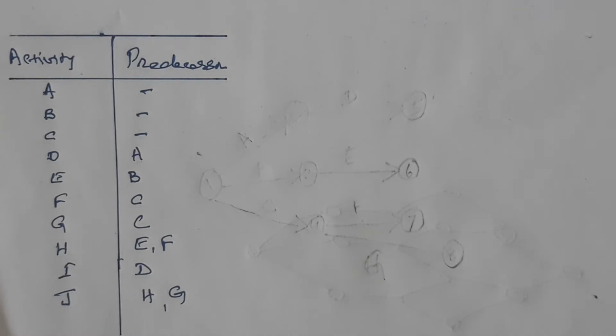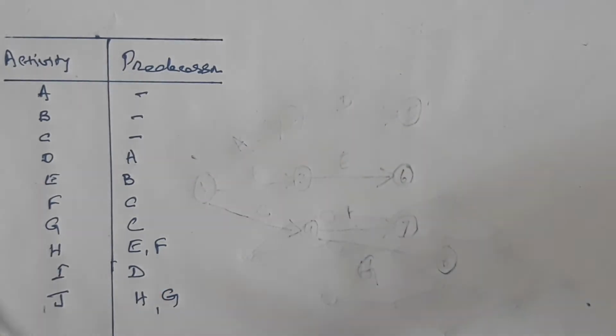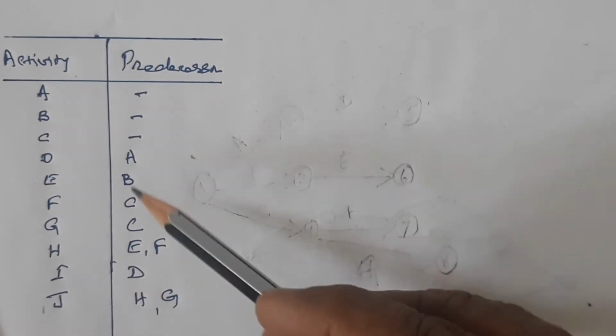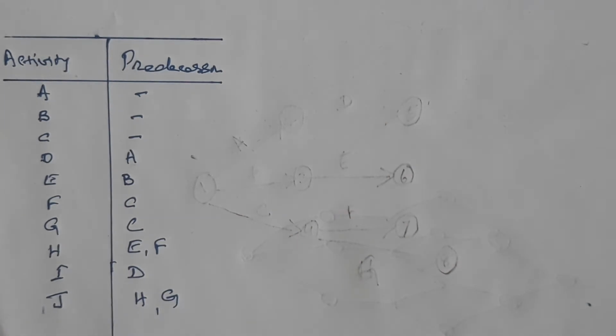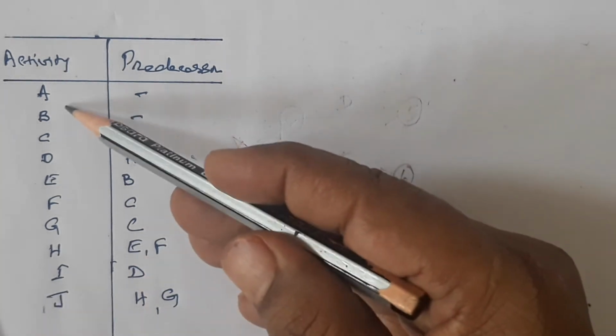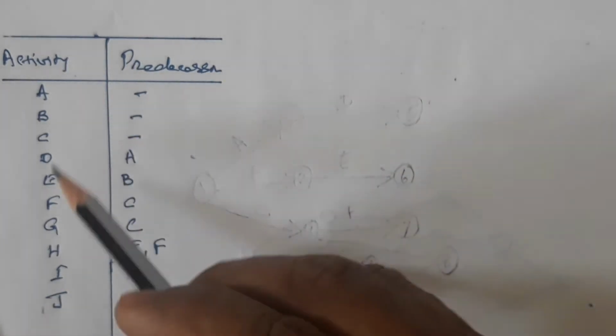To explain network diagram preparation, I took an example here. I have listed out 10 different activities, and there are certain activities which are independent, there are certain activities which are dependent. So what are the 10 activities, A to J? What are the independent activities?